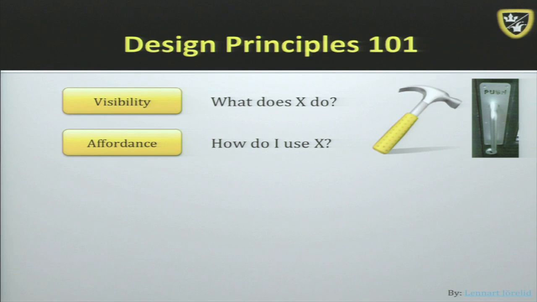Well, let's start with 2. Visibility. What does an object do? If that function is apparent, then the object has a good visibility. So a hammer would work really visible. It's got a handle which sort of invites you to grip it, and then you bang on something, not someone.